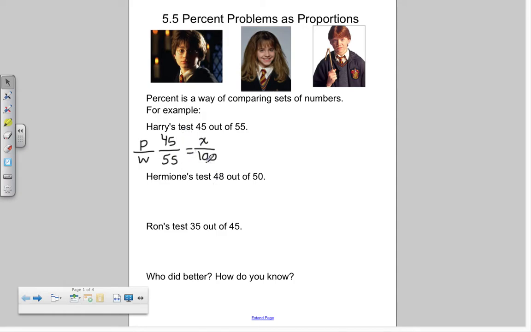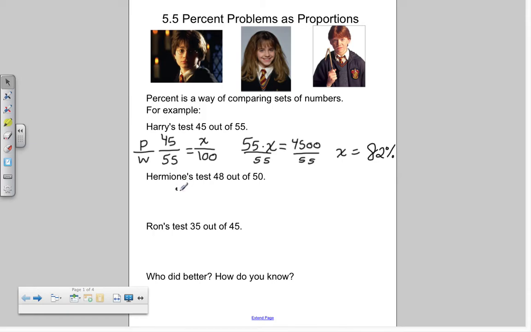Cross multiply, and I have 55 times x equals 45 times 100, which is 4,500. In order to get x by itself, I divide both sides by 55, and I get my answer, which has to be a little bit rounded to make this a nice problem, so it's going to be an 82%. Okay, not bad, Harry.